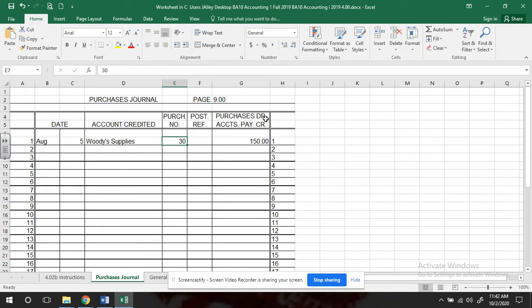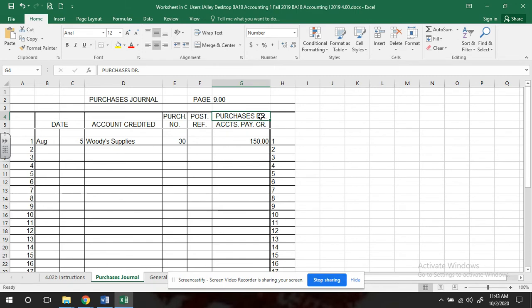Up here it says purchases debit, accounts payable credit. So when we go to post these to the ledgers, we will have to post this $150 once to purchases as a debit, because we're increasing our inventory. And inventory, one, you own it, and two, it has value. So it purchases your inventory.